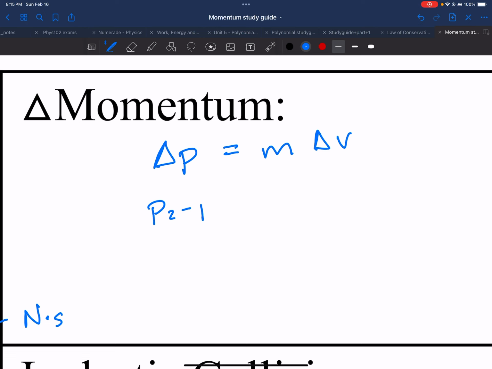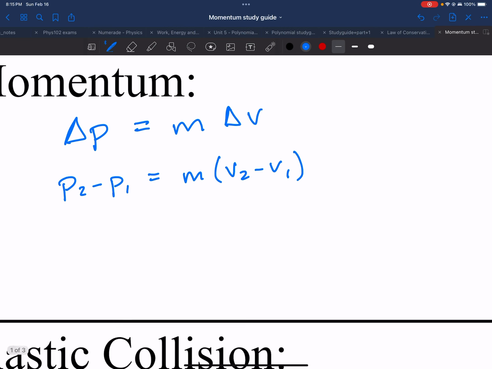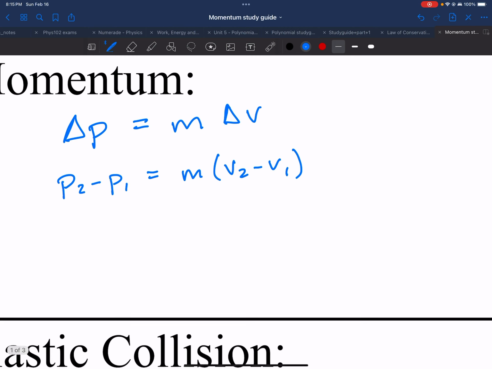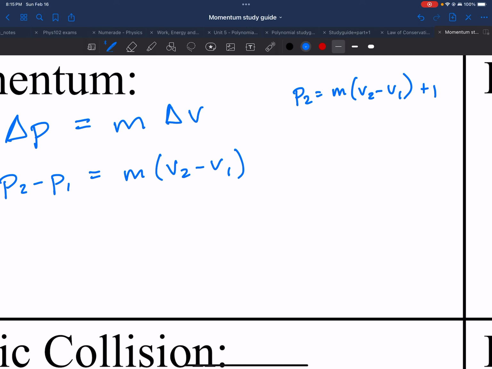We can say P2 minus P1 is equal to M times V2 minus V1. Again, you can take that equation and then solve for whatever you want. So if I'm, for example, solving for P2, that would be M times V2 minus V1, and then plus P1. So if you need to, go ahead and solve for each of those, and if you have any questions, feel free to ask and I'm happy to check your work.